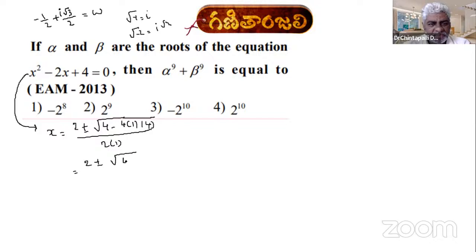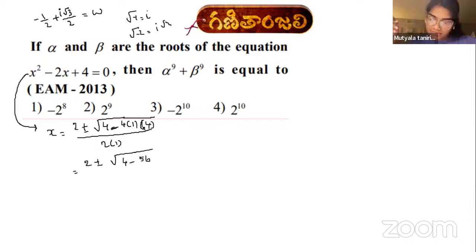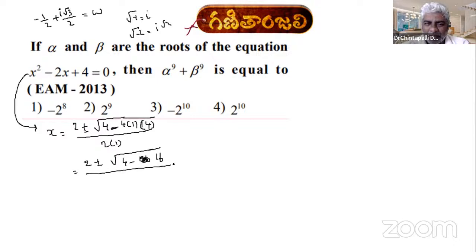Coming to the point, it is equal to 2 plus or minus the square root of 4 minus 4ac. 4 times 1 times 4. Sorry, I thought it was 4. I wrote the bracket like that. 4 times 1 times 4 is 16. So 4 minus 16, by 2.